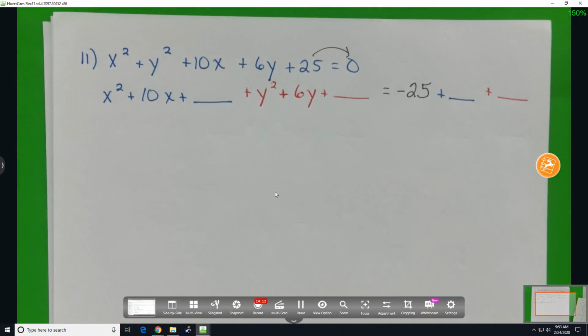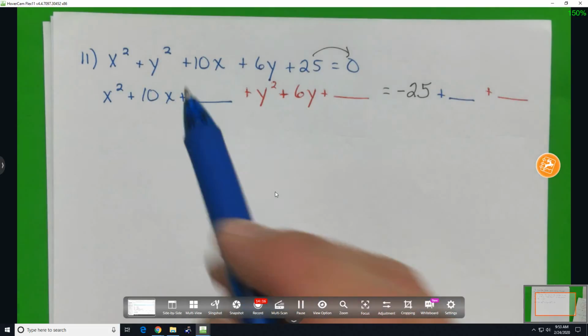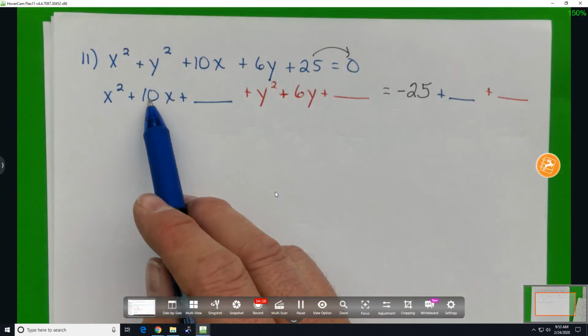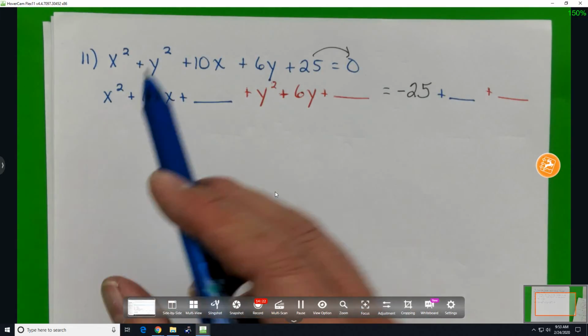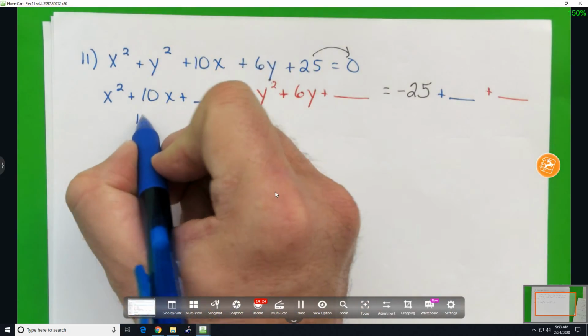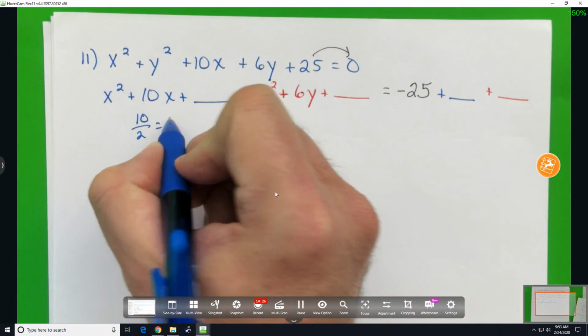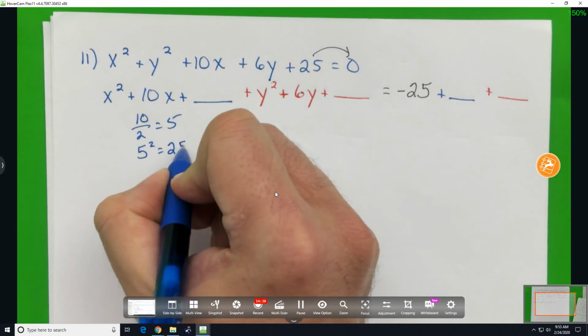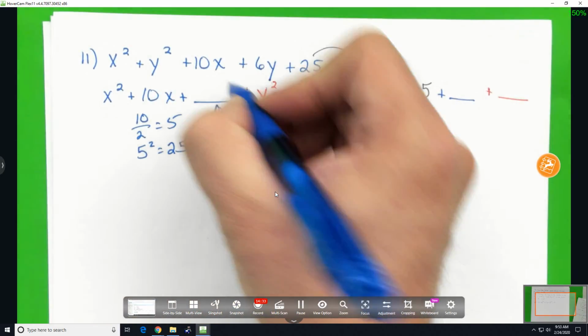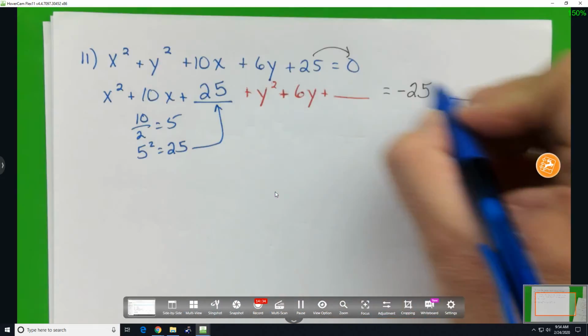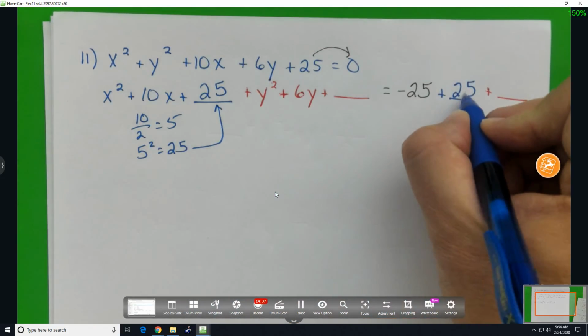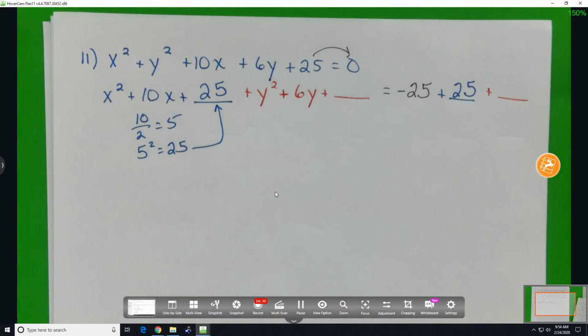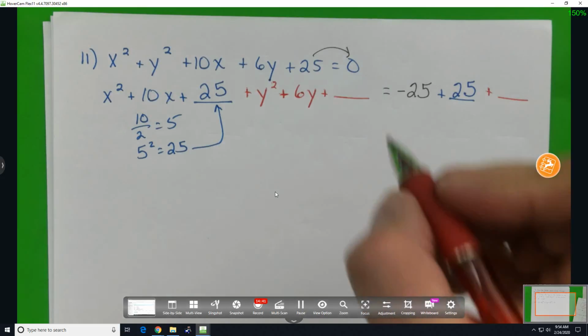And I've got the hang of figuring out the number that goes in the blank. I'm going to take half of this number and then square it. Okay? So I'm taking half of 10, that's a 5, and then square it, so 25. So 25 goes in both of the blue blanks. What about in the red one?